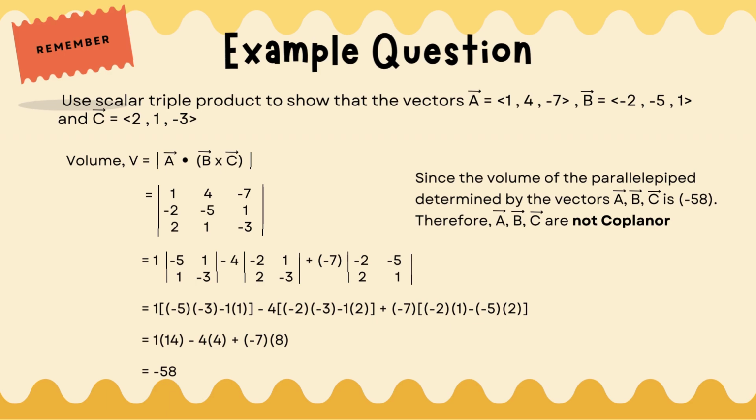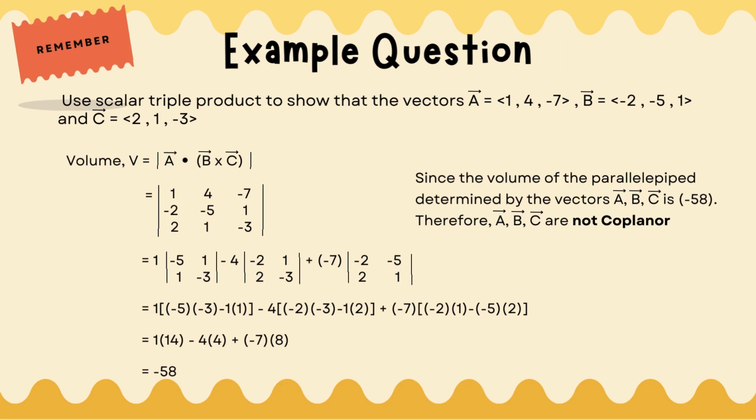The question will ask you, use scalar triple product to show that the vector A, 1, 4, and negative 7, vector B, negative 2, negative 5, and 1, and vector C, 2, 1, negative 3. So just substitute the vectors into the formula that we gave before. The final answer you will get is negative 58.